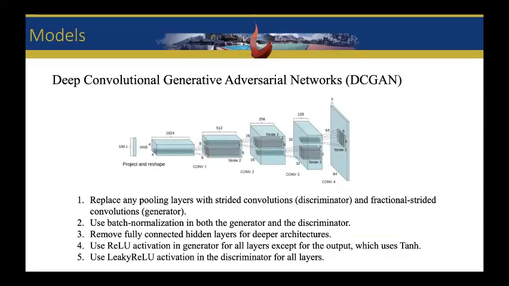Second is to use batch normalization in both the generator and the discriminator. The third one is to remove fully connected hidden layers for deeper architectures. The fourth one is to use ReLU activation in the generator for all layers except for the output, where the output uses tanh. The last one is to use leaky ReLU activation in the discriminator for all layers.